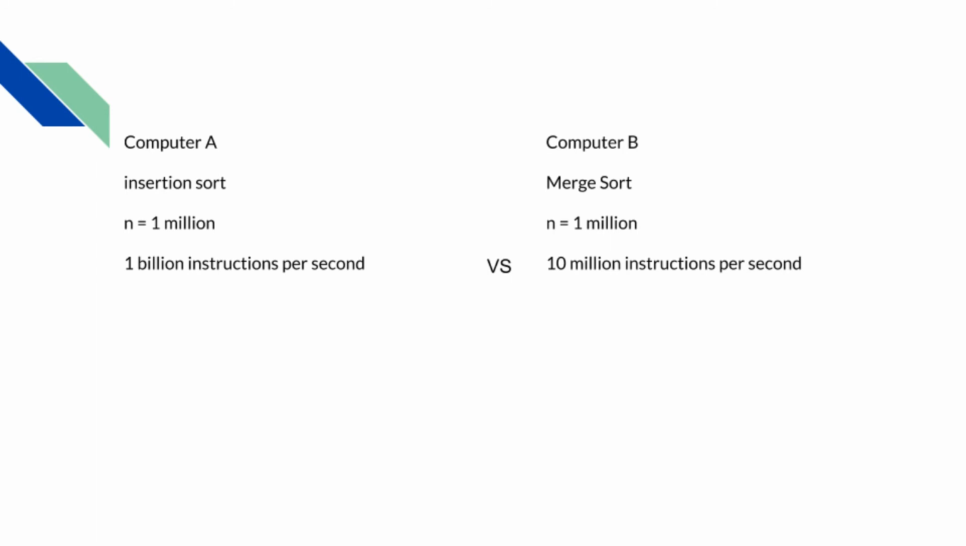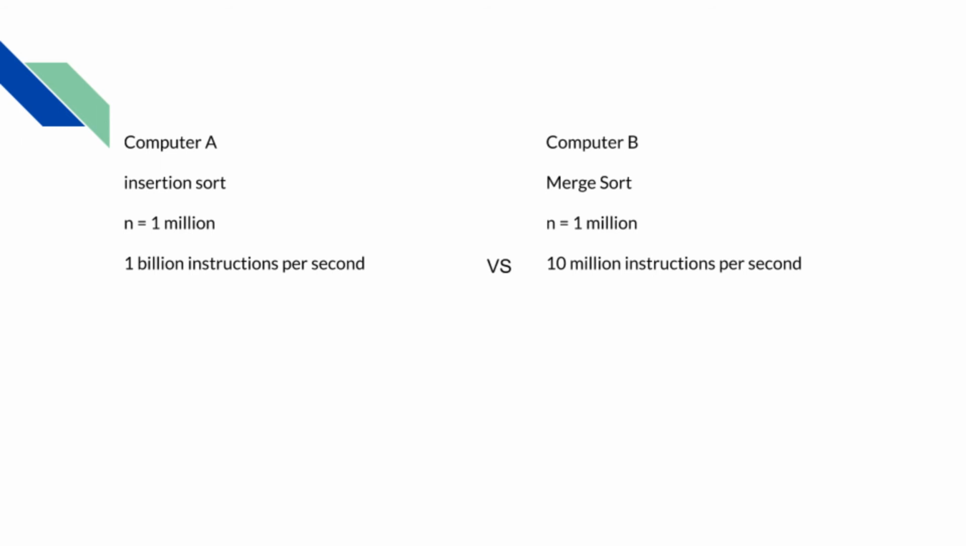For a concrete example, let us pit a faster computer, computer A, running insertion sort against a slower computer, computer B, running merge sort. They each must sort an array of 1 million numbers. Suppose that computer A executes 1 billion instructions per second, and computer B executes only 10 million instructions per second, so that computer A is 100 times faster than computer B in raw computing power.